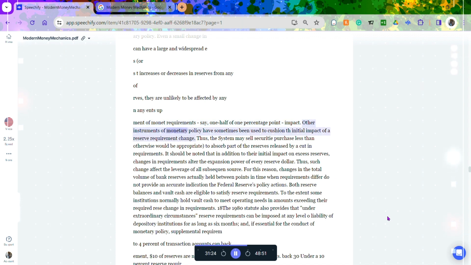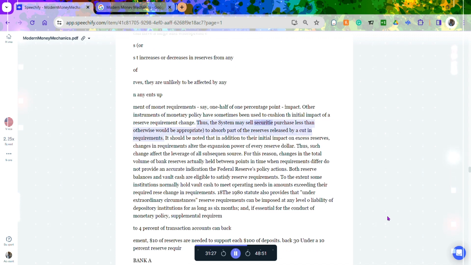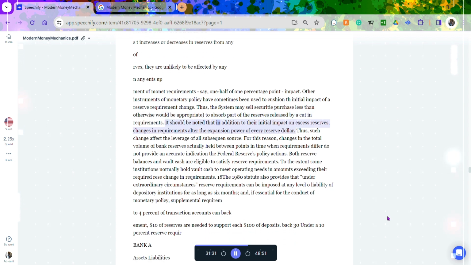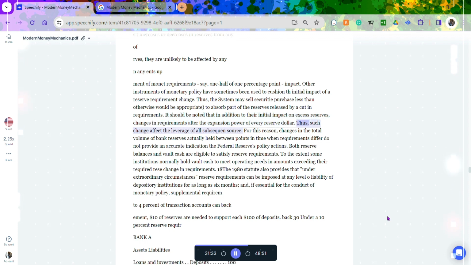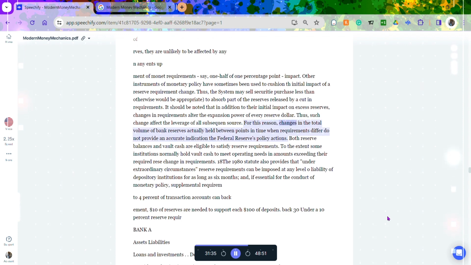Other instruments of monetary policy have sometimes been used to cushion the initial impact of a reserve requirement change. Thus, the System may sell securities or purchase less than otherwise would be appropriate, to absorb part of the reserves released by a cut in requirements. It should be noted that in addition to their initial impact on excess reserves, changes in requirements alter the expansion power of every reserve dollar. Thus, such a change affects the leverage of all subsequent sources. For this reason, changes in the total volume of bank reserves actually held between points in time when requirements differ do not provide an accurate indication of the Federal Reserve's policy actions.